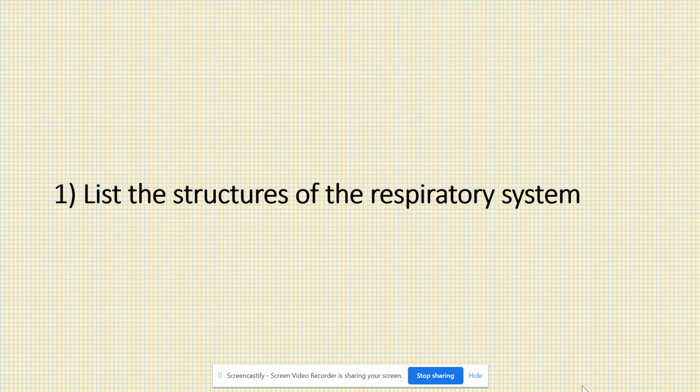Okay, we're going to take a look today at the structures of the respiratory system. We are in chapter 22.